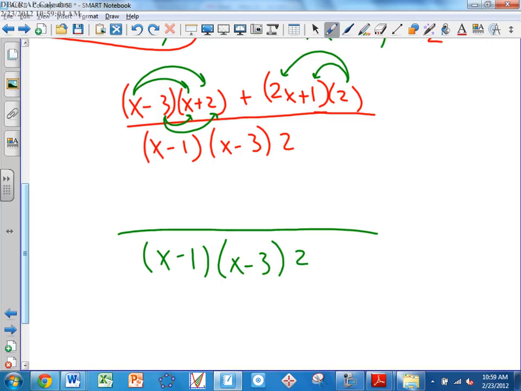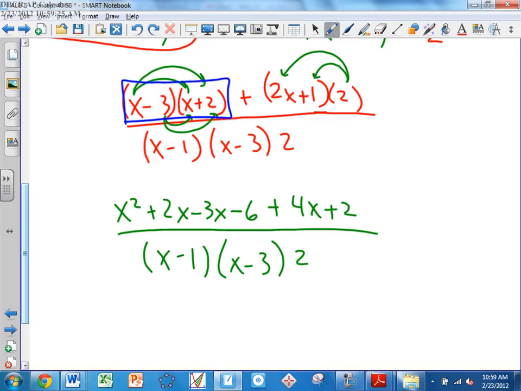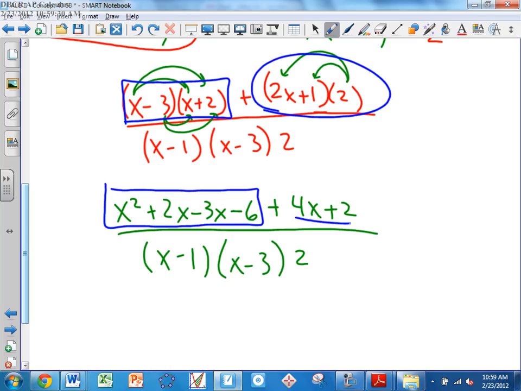I know it's a long process, guys, but this is what you have to undergo. Here, when you FOIL this, you get x squared, outer gives you 2x, inner gives you negative 3x, last gives you negative 6. Distributing the 2, you get 4x plus 2. In case you're wondering where these came from, this box results in this right here. This circle results in this right here. Remember guys, this 2 out here is a multiplier. If you want to put parentheses around it, that's fine. That's not squared. Don't confuse that.